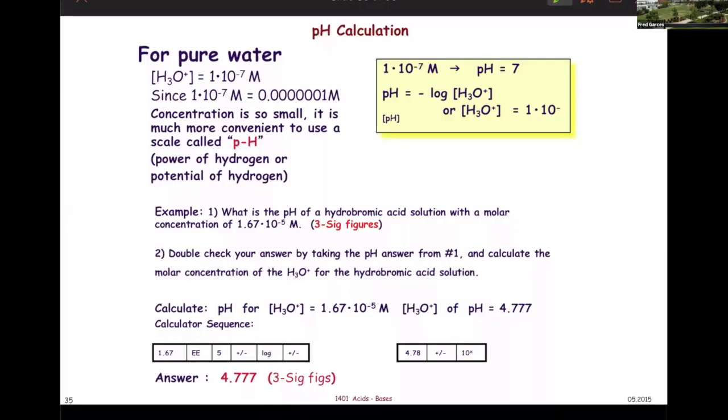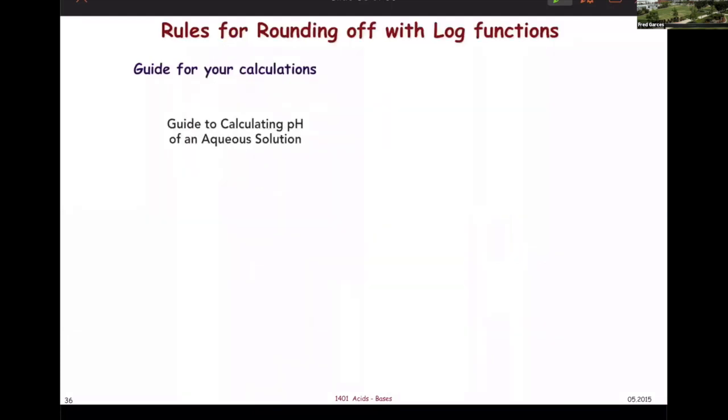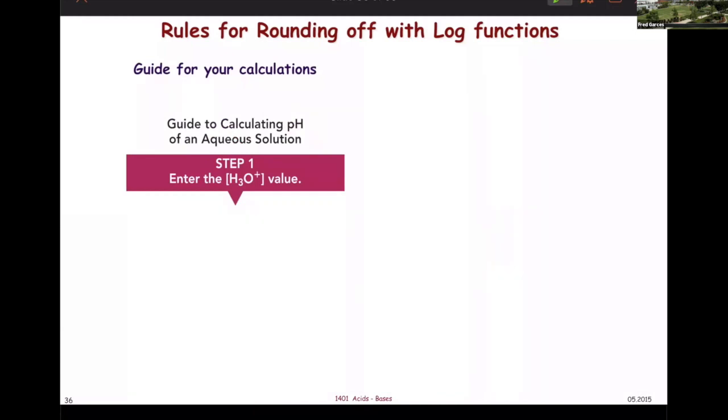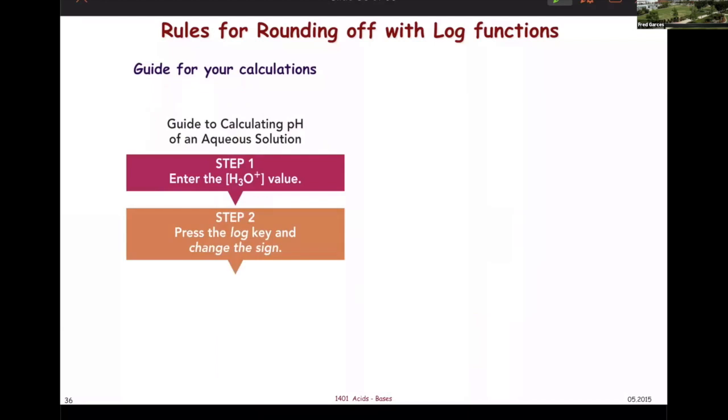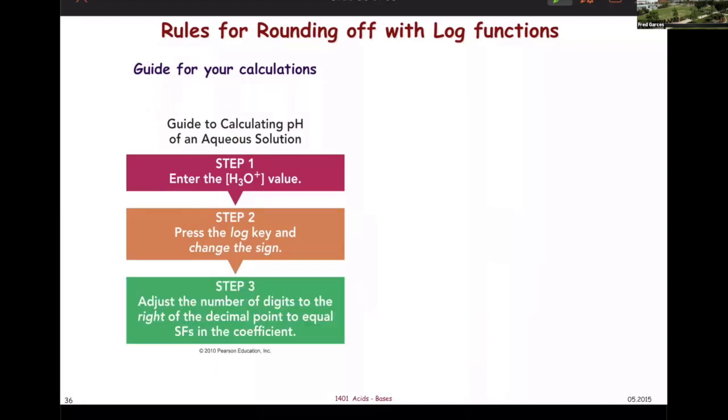And let's move on. Okay, so this just tells you the rounding off rules, which I told you. These are the steps that you would follow in order to calculate pH. Enter the hydronium, click on the log key, and then change the sign. That's what we did in the previous problem. And then write your answer with the correct number of significant figures based on the concentration.